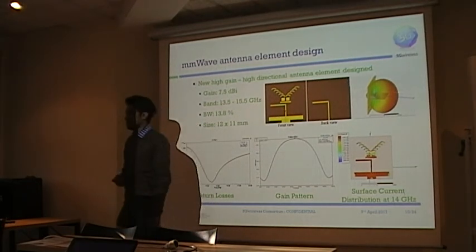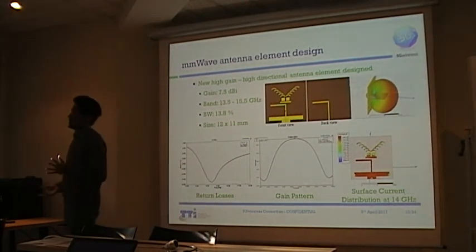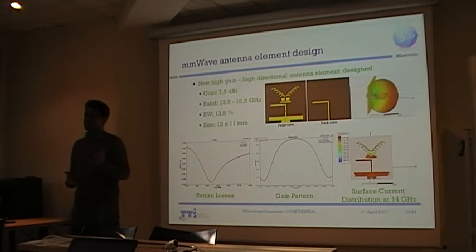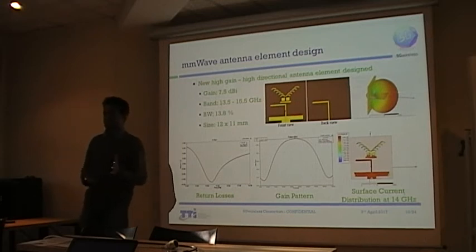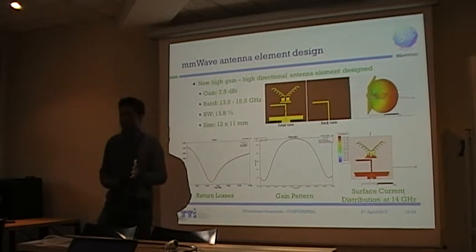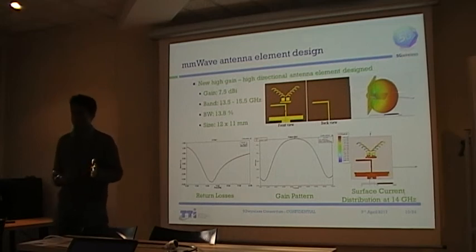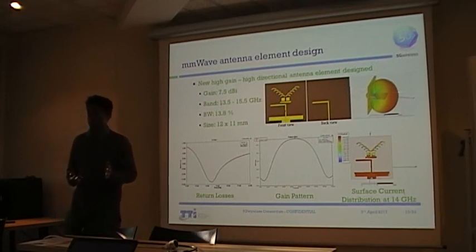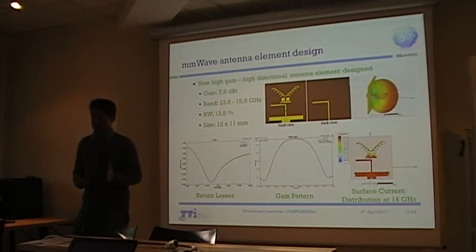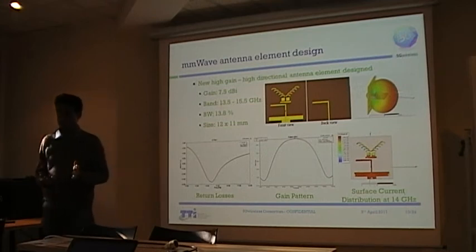So you can call this a kind of quasi Yagi or something. When you switch the beam, you change the phase to feed the antenna system. Yes, yes. So for your antenna array, how many elements do you have?